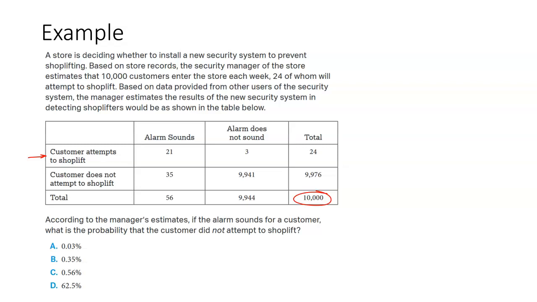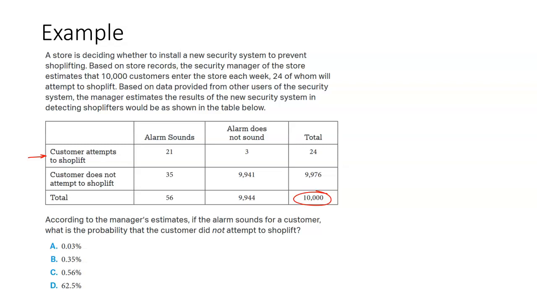The columns represent the same data in a different perspective. The column is, okay, how often does the alarm sound or how often does it not sound? It went off 56 times. Again, 21 was actual thieves, 35 was false alarms, and it didn't go off 9,944 times. 3 of the times someone got away with stealing, and then the other 9,941 times was just a normal day. People got what they needed and left.